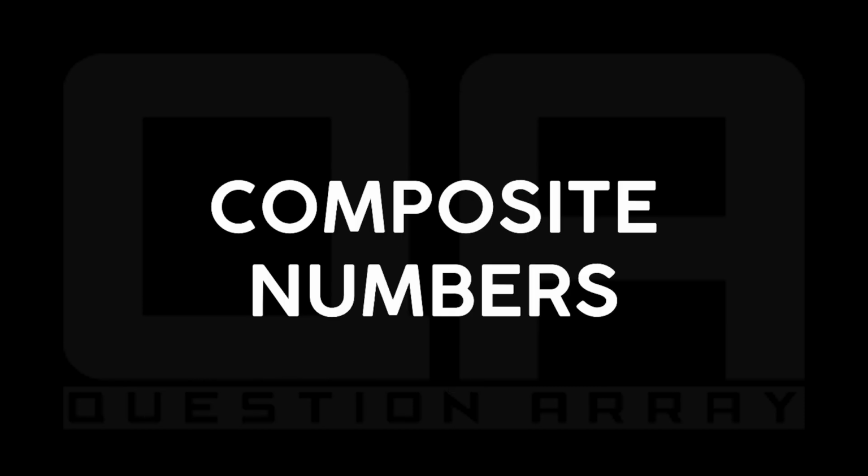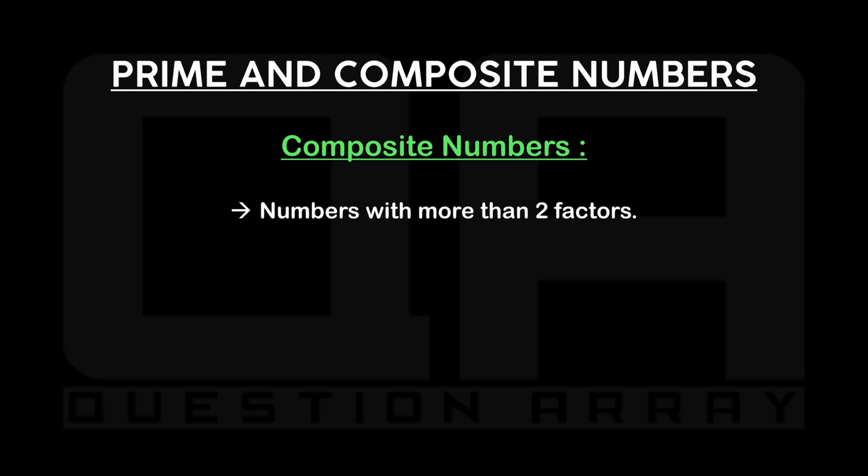Let's see what we mean with composite numbers. So composite numbers are nothing but numbers that have more than two factors. Anything that's not prime and is not 1 will be a composite number. Alright, let's take an example. Say let's take the number 6 and let's think of what are the numbers that will divide 6 perfectly. You'll see that 6 has 4 factors: 1, 2, 3 and 6, right?